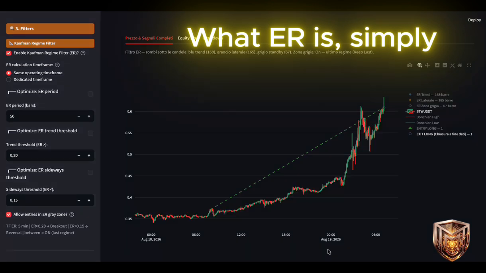ER compares price's net move against the total ground it covered getting there. Straight line, the two nearly match, implying close to 1, a clean trend. Back and forth, the ground covered dwarfs the net move, implying close to 0, sideways. ER doesn't look at where you ended up, it looks at how much you circled around getting there.